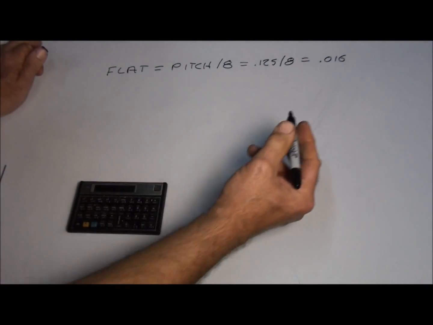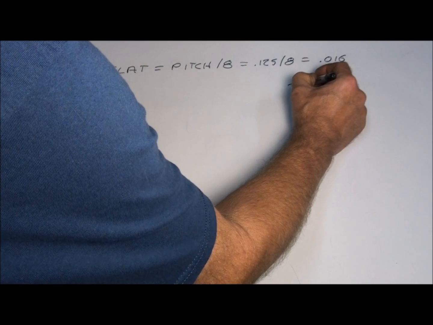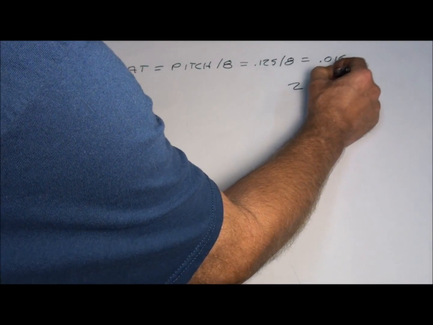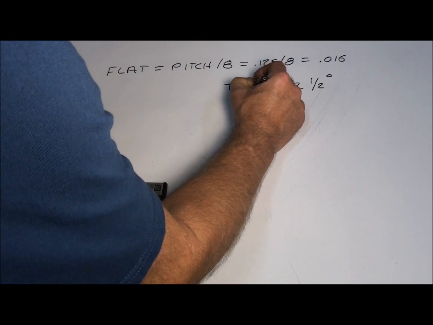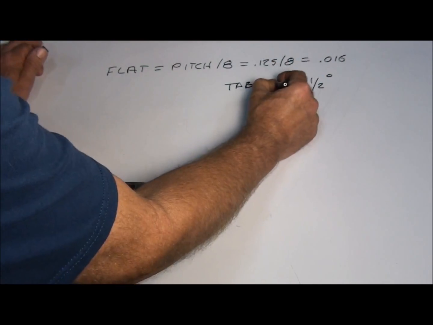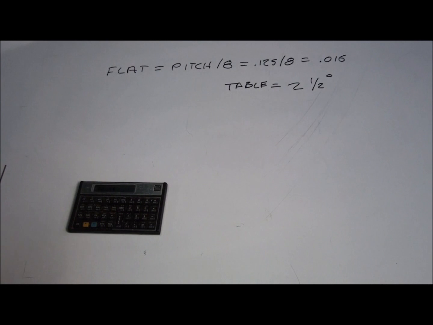That is about 2.5 degrees. So the table gives us 2.5 degrees. That's one way. That's the easiest way. Okay, what's another way? Well, another way is we can use trig. We use trig to calculate this helix angle.